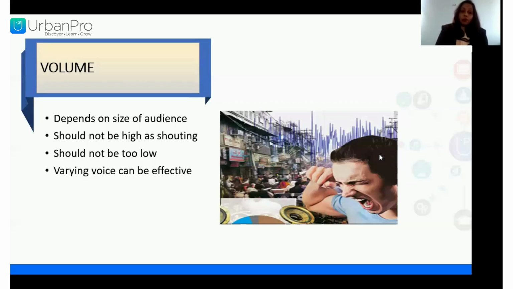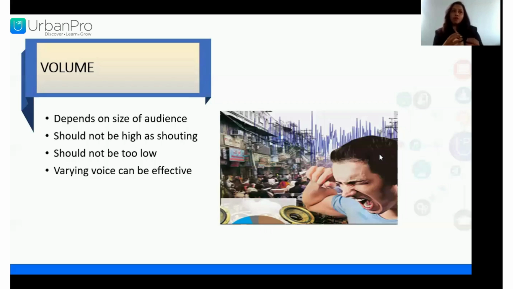So your volume should not be low, and a varying voice can be effective. This I will take up later in my presentation also. But the point here is that a varying voice is effective because if we speak with the same flow, it will not sound interesting to the audience. You must have heard a few people who have the same pitch throughout their speech, and they don't sound so impressive, or people don't get attracted to them. So you have to change the volume depending on the kind of statements you are making.